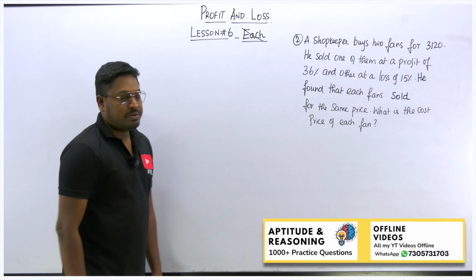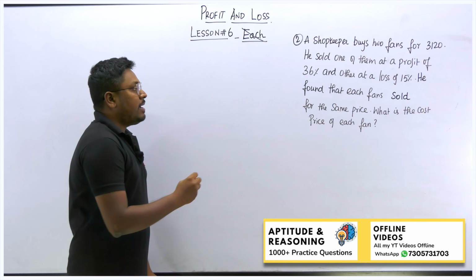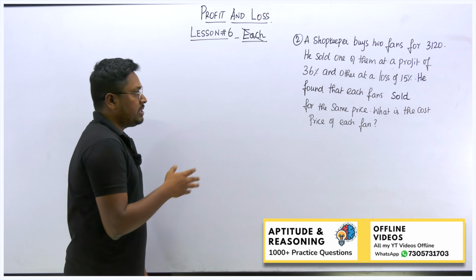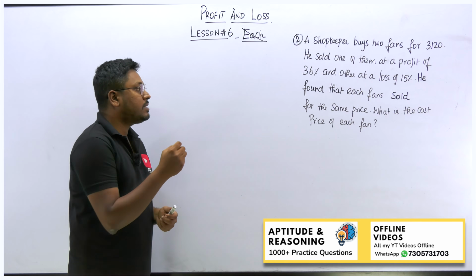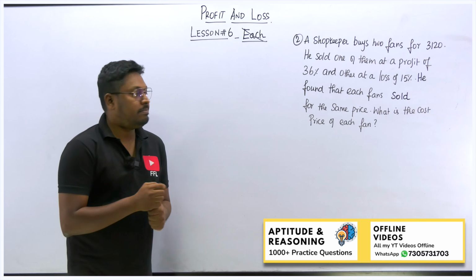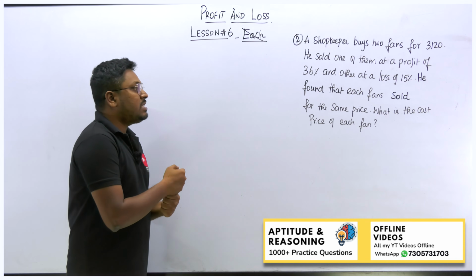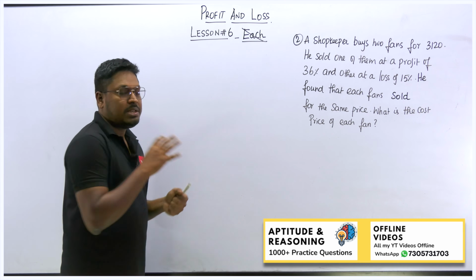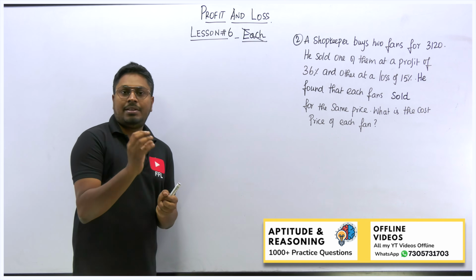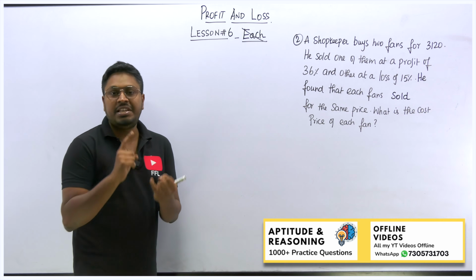So question number 2. A shopkeeper buys 2 fans for 3120. He sold one of them at a profit of 36%, the other at a loss of 15%. He found that each fan sold for the same price. What is the cost price of each fan? So similarly, our target is to find the cost price of each fan.